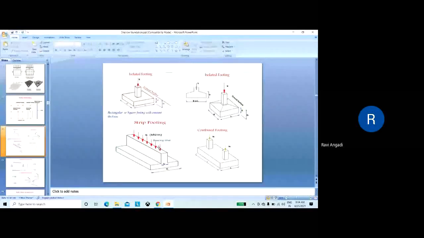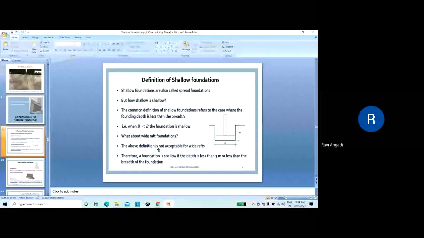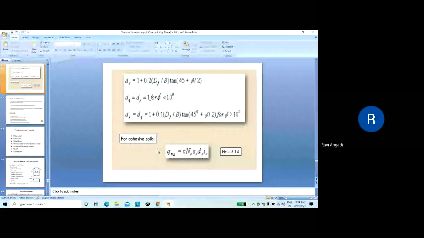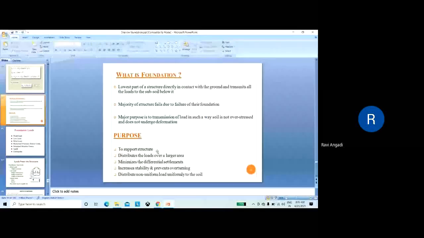Then the bearing capacity of soil, and the modes of shear failure were already discussed. So now in today's class, we'll discuss the foundation again, the objectives or purpose of why we need to construct a foundation, the depth of footings, and the loads acting on the foundation.